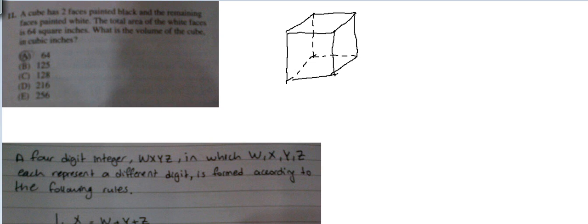The total area of the white faces, if we find the area of the 4 faces, let's say those 2 faces up and down are black faces. The others, the walls, let's say it's a room, the ceiling and the floor are black, and the 4 walls, the area of these 4 walls, 4 squares, right, is 64 square inches. What is the volume of the cube in cubic inches?